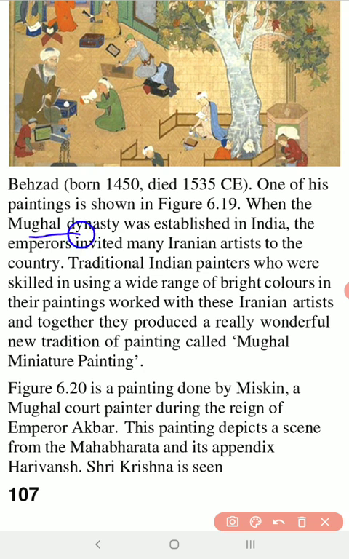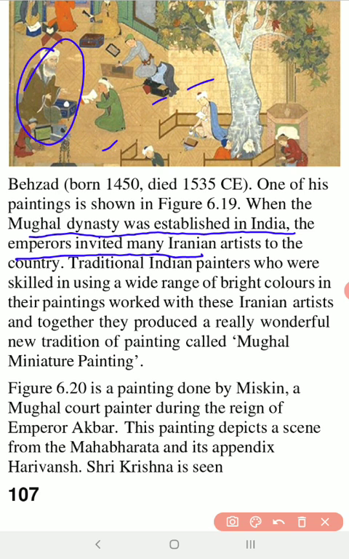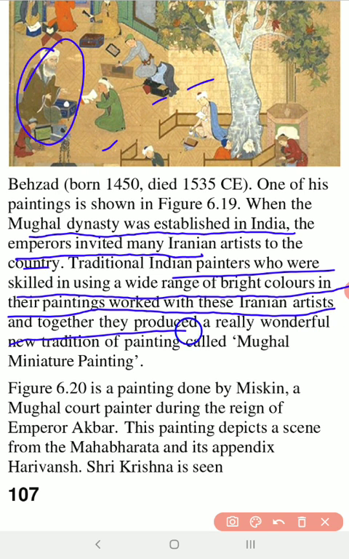When the Mughal dynasty was established in India, the emperors invited many Iranian artists to the country. The traditional Indian painters, who were skilled in using a wide range of bright colors in their paintings, worked with these Iranian artists, and together they produced a really wonderful new tradition of painting called Mughal miniature painting. So what happened?